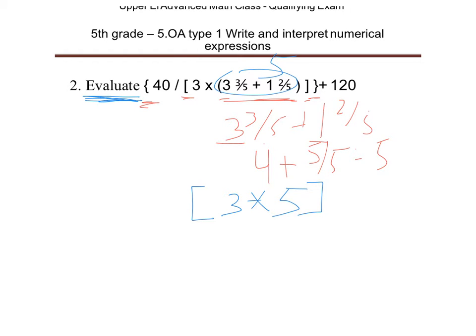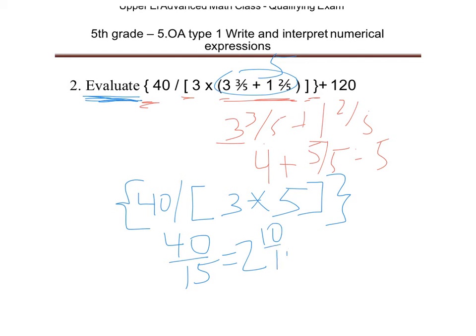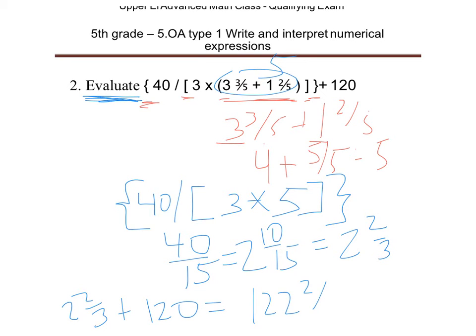And then what's going to come next, inside the curly braces, is 40 divided by 15. Well, what's 40 divided by 15? You can just look at it as a fraction and simplify it. That's the same as 2, and 2 times 15 is 30, with 10/15 left over. But that simplifies to a simpler fraction, 2 2/3. When we add that to 120, we have 2 2/3 plus 120 equals 122 2/3.